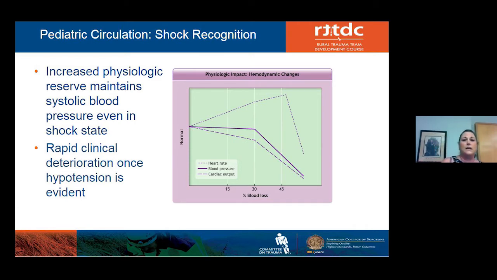If you're looking at the physiologic impact on the hemodynamic changes, that solid purple line in the middle is your blood pressure. You can see the blood pressure goes straight across until all of a sudden it drops down at the mark of 30% blood loss. Your heart rate will slowly climb up, and it's going to take longer for your heart rate to hit that pivotal point, but when it hits that high heart rate, it's going to rapidly decrease. And the cardiac output, which is your dotted line on the bottom, goes pretty much along with your blood pressure, but then it significantly starts to drop off as your blood pressure drops off as well. So recognition of shock in the pediatric patient is important.